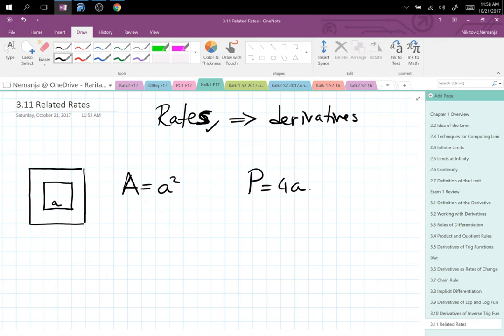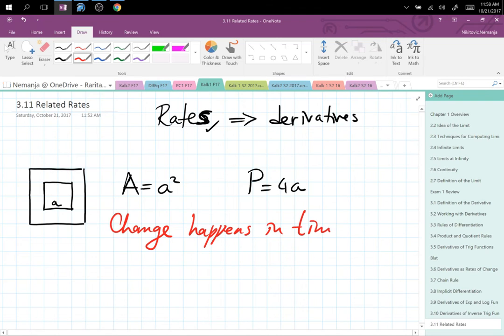Now, whatever phenomena we are observing is going to change in time. And I'm going to write this in blood. Change happens in time. Change happens in time. That is the derivative in respect to time, d dt.